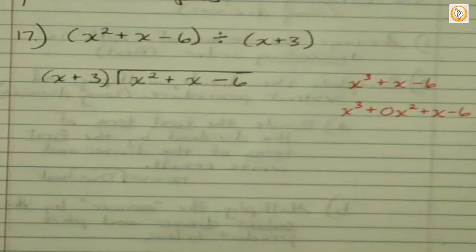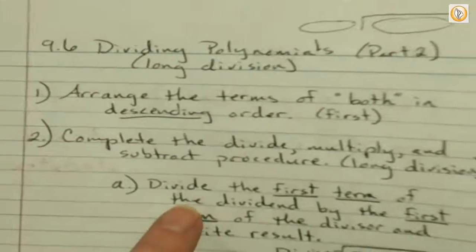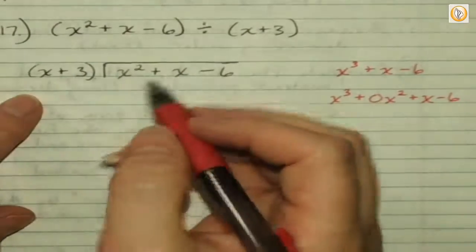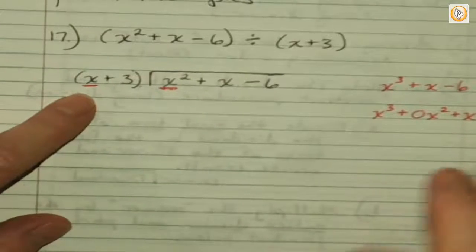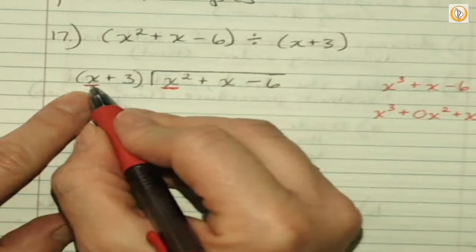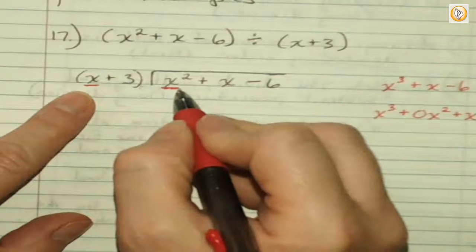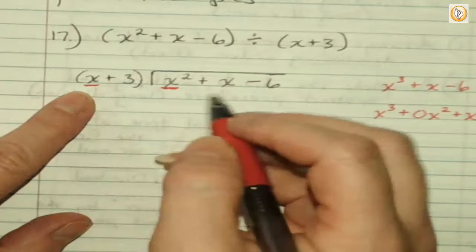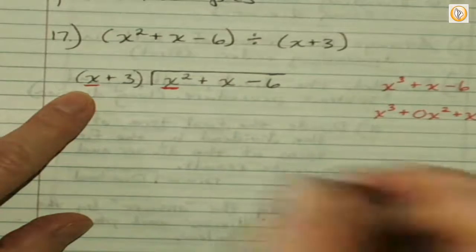All right, so here we go. Step 1: divide the first term of the dividend with the first term in the divisor. Guys, we're only dividing the first terms. Don't even look at anything else. X squared divided by x is what? X. Very good. It's x.